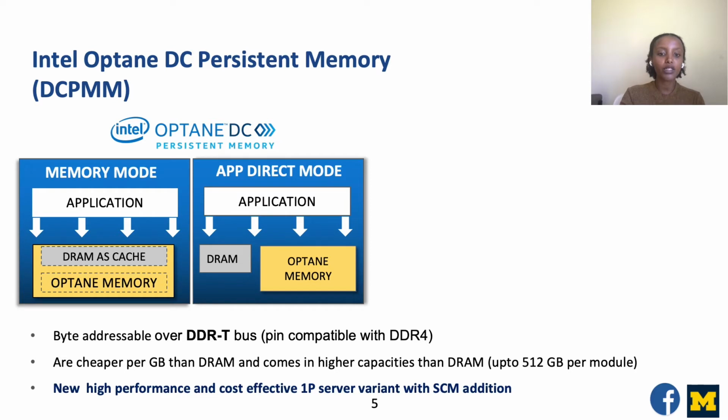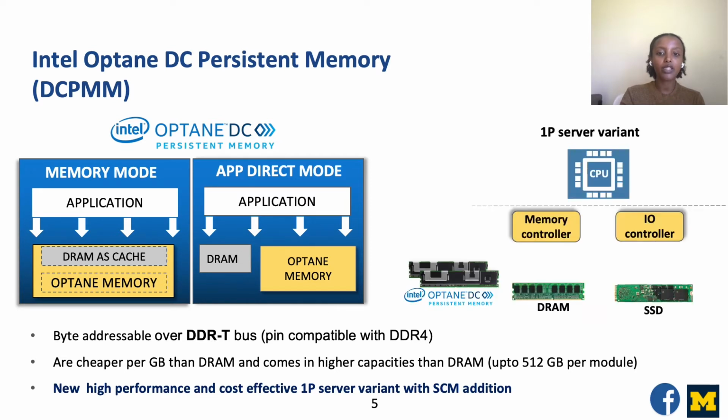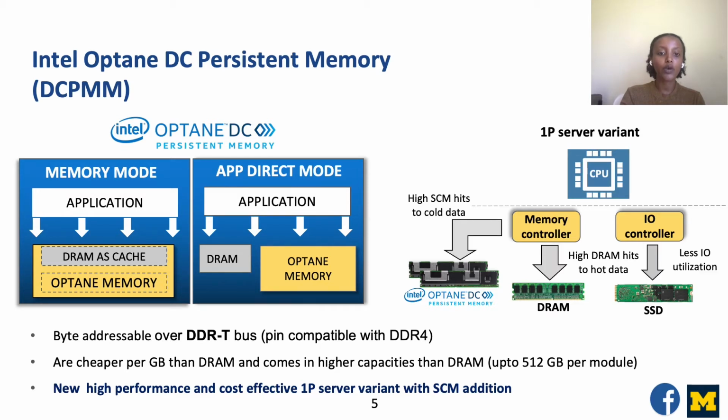Our goal here is to use DCPMM to create new server variants and to evaluate if we can mitigate the performance loss of reduced DRAM in 1P servers. This way, we will have highly accessed data in DRAM and cold data in SCM. And then we get high hits to both SCM and DRAM data, and we will reduce I/O utilization, reducing overall data access latency and increasing performance.